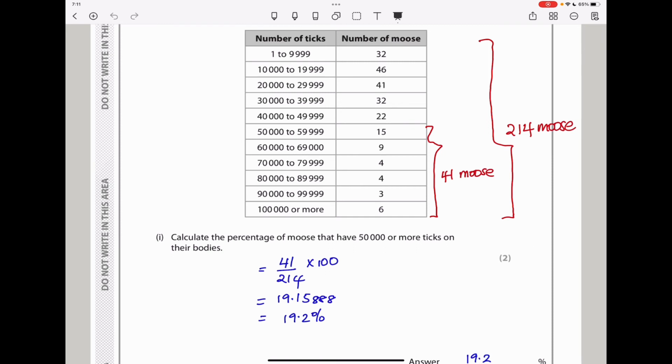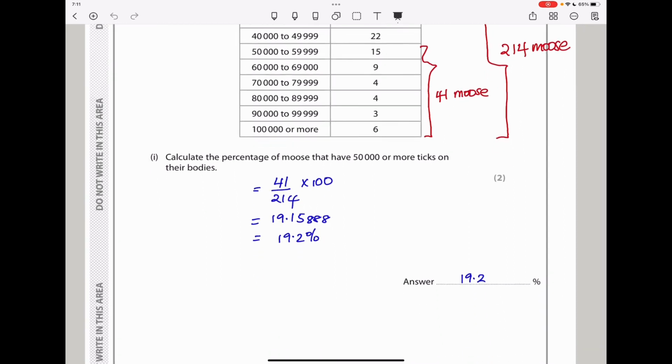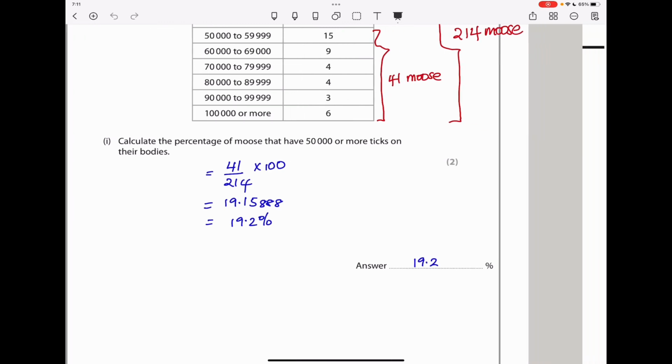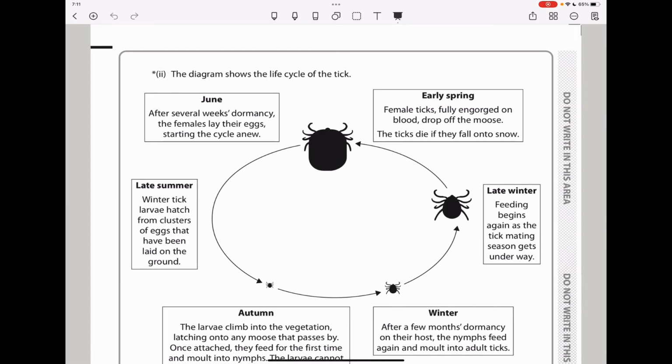So 41 divided by 214 times 100 gives us about 19.2%, which is the percentage of the moths that have 50,000 or more ticks. So let's continue. Here they say, the diagram shows the life cycle of a tick.